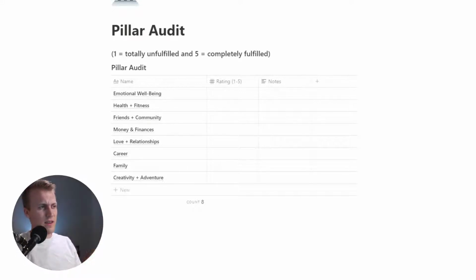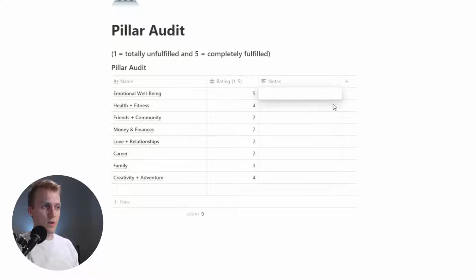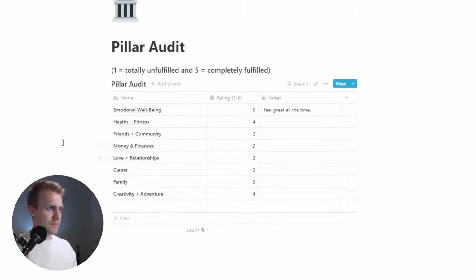This is a chance for you to say, okay, I'm pretty good here, feel good here, and you start to go, okay, here are some things that need improvement, here's good, we're all good. And I even put a note section here, so you can go in and say, emotional well-being, why are you a 5? I feel great all the time. Sure. So that's your pillar audit.